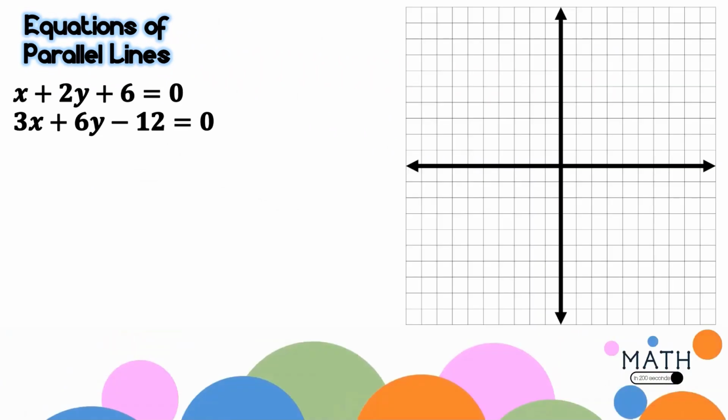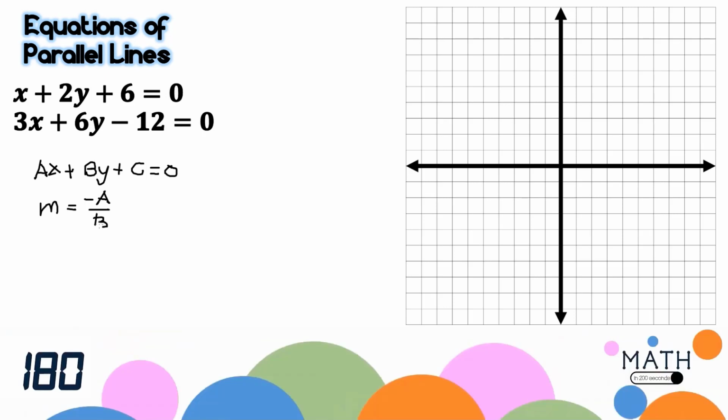For two lines to be parallel, they must have the same slope but different y-intercepts. We have here two equations in general form. Using these two equations, we have the shortcut for our slope. The slope can be solved as negative a over b. And our y-intercept, represented by small letter b, is negative c over b.